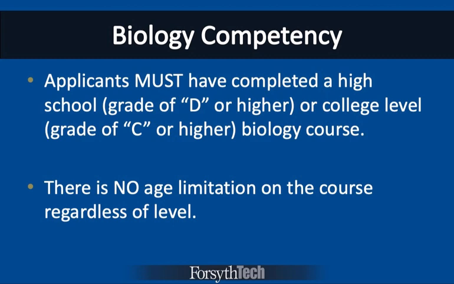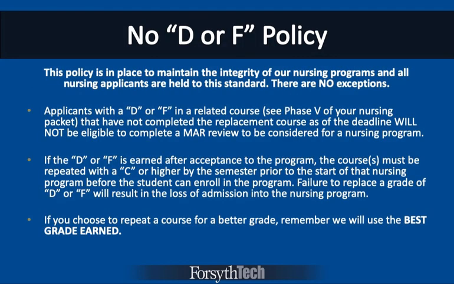Don't forget that when you are working on these courses, you need to earn a C or higher to be eligible for consideration. If you earn a D or F in any of these related courses as of the stated deadline, you will not be eligible to be considered for the program, nor will you be eligible to complete a MAR review for that term. You will need to repeat the course or courses and earn a C or higher prior to the next admission deadline to be eligible to complete a MAR review to be considered for that future term.